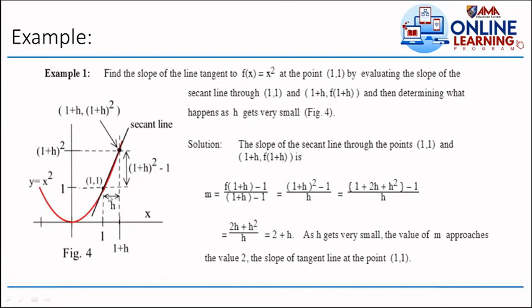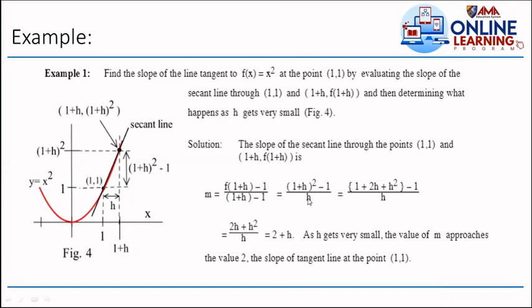Ito yung rise po natin. Tapos yung run po natin, if this is 1 plus h, your y will be 1 plus h squared. So this will be your y2 and this will be your y1. This will be your x2 and this will be your x1. So your delta y will be 1 plus h squared minus 1. Ito na siya. And then your delta x is equal to 1 plus h minus 1. So yung minus 1 dito, cancel siya. H na lang po yung natira.